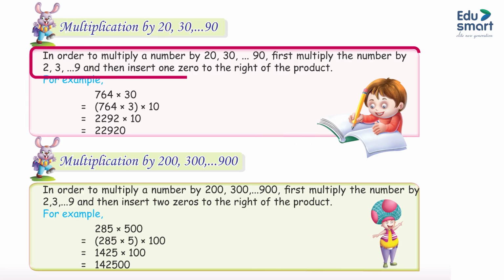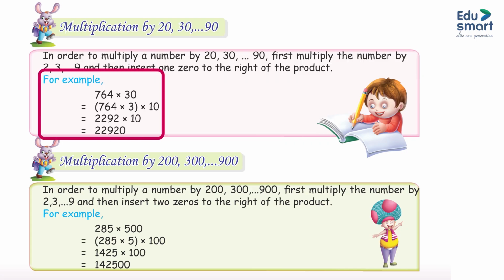Multiplication by 20, 30, 90. In order to multiply a number by 20, 30, 90, first multiply the number by 2, 3, 9 and then insert 1 zero to the right of the product. For example, 764 into 30 is 764 into 3 into 10. 2292 into 10 is equal to 22,920.